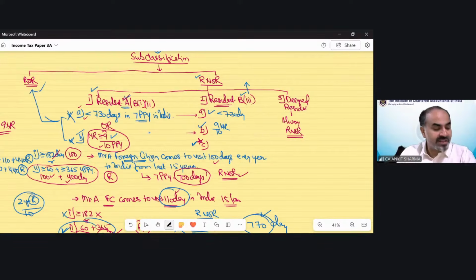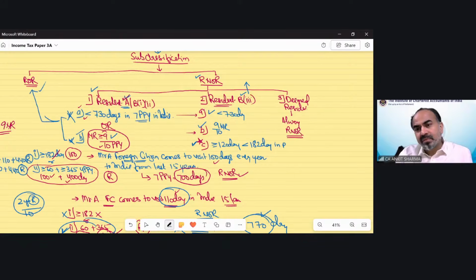The third condition is, if you remember, to become a resident in category B third point, there is condition 1: more than or equal to 182 days, and the second condition was more than or equal to 120 days in the current year and more than or equal to 365 days in the 4 preceding years. Now, if in that current year, he or she is more than 120 days, but less than 182 days in the previous year.